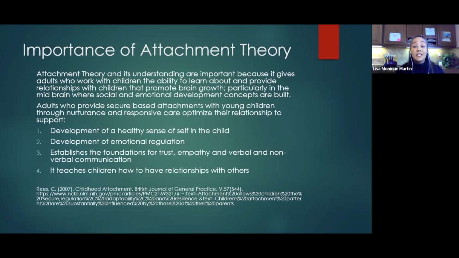Development of a healthy sense of self in the child. When you have a secure-based attachment with an adult, the child learns that they are capable. They have a healthy self-esteem. They will develop emotional regulation. They will learn that it's okay to cry and maybe how to show your emotions, how to control and regulate your emotions. What do I need to do when I'm sad? How do I help myself?